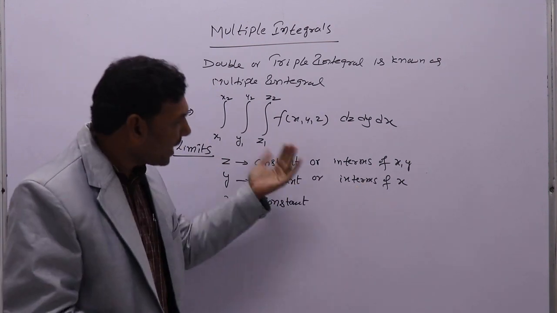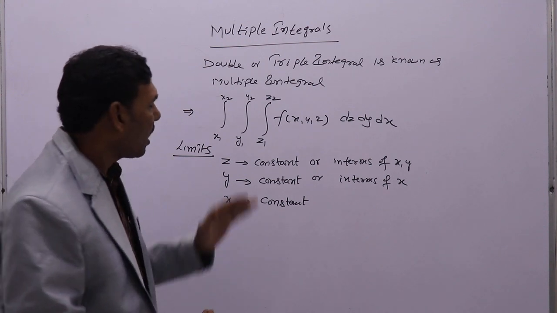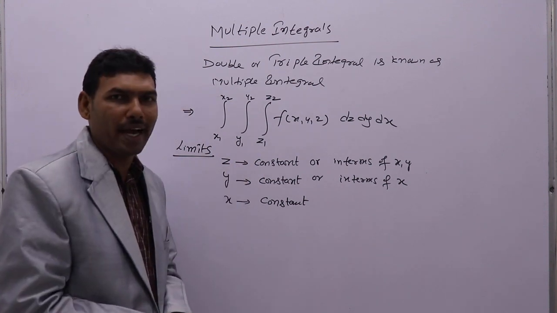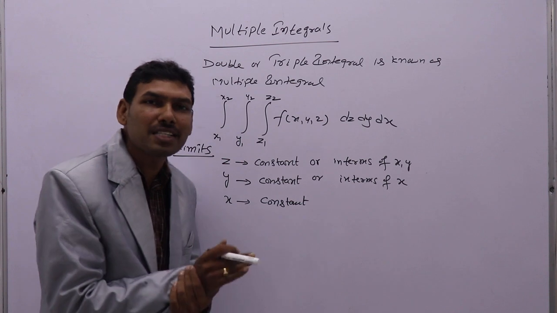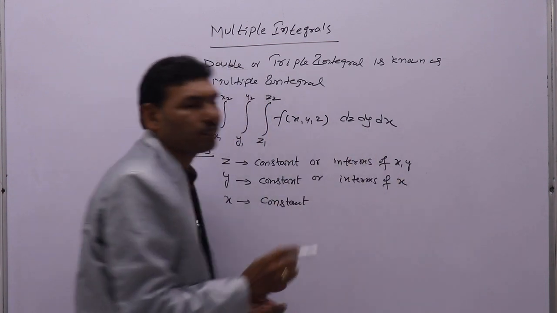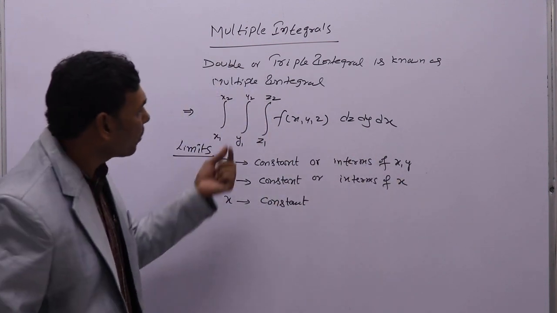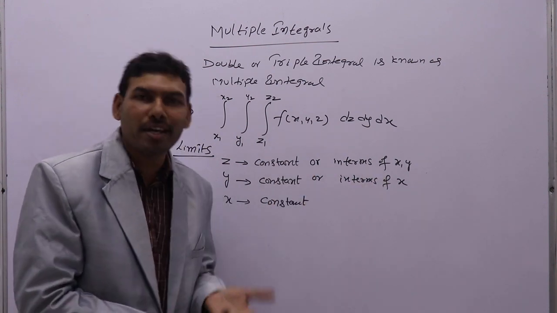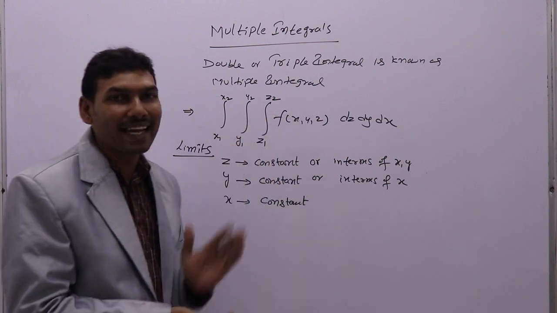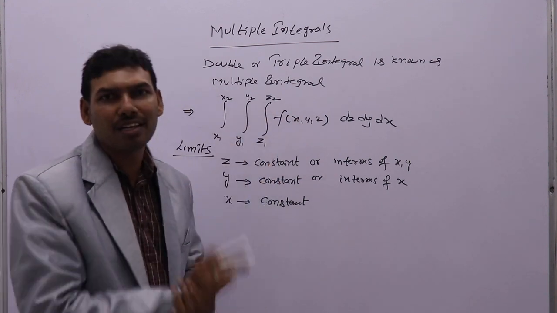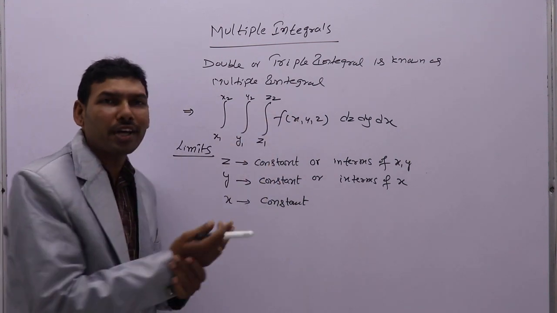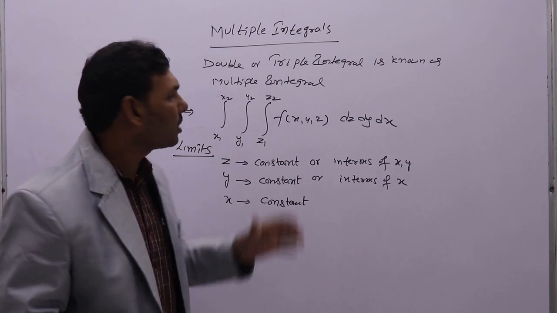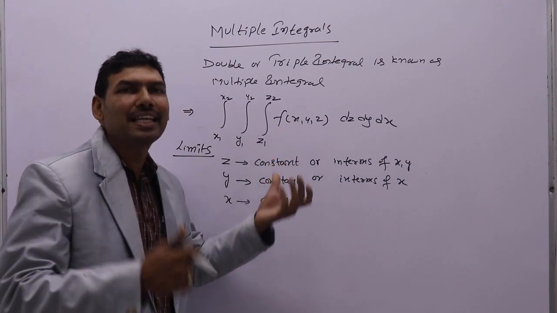So if you integrate with respect to y, what happens? After integrating with respect to y, you write in the place of y the limits in terms of x. Wherever you have y, there you write the limits in terms of x. Then the complete integrand will be in x. So at the final stage, you cannot find y and z terms. The total integrand is in x.